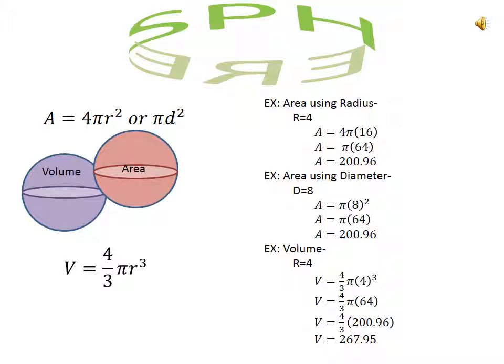To find the volume of a sphere, you would multiply 4 over 3 r cubed times pi. Again, r equals 4. So 4/3 times pi times 4 cubed equals 4 over 3 pi times 64. That would give us 4/3 times 296, which then equals 267.95.